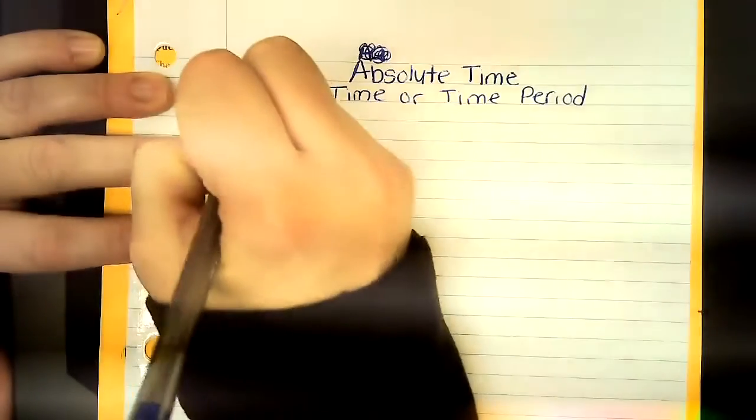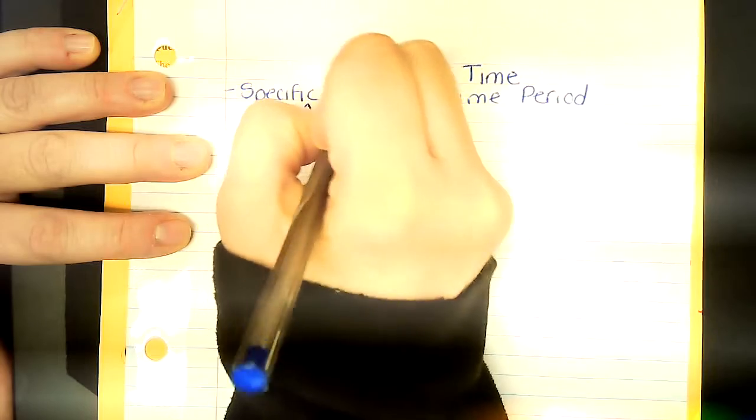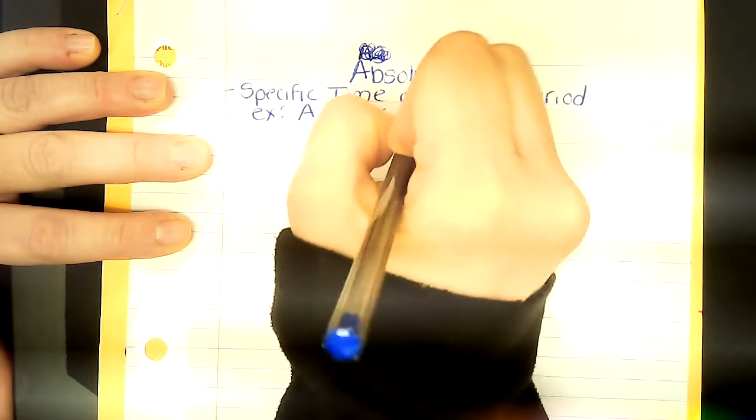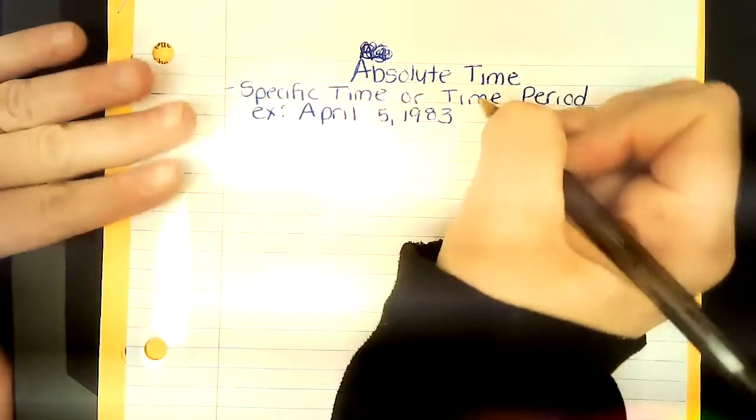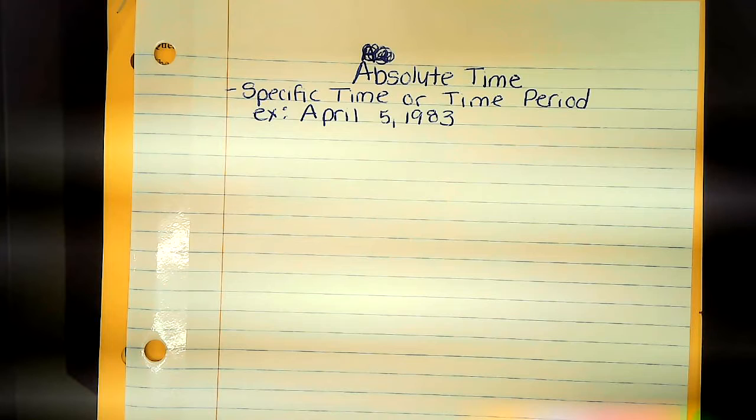I had given the example of April 5th, 1983, a very important day in history, which you should all remember. That is my birthday. That is a specific time. No doubt it's got a month, a date, and a year.